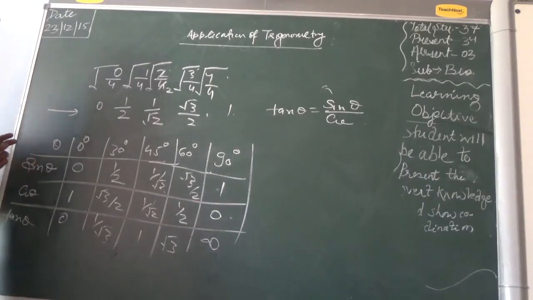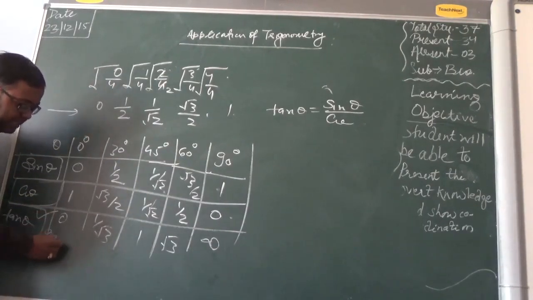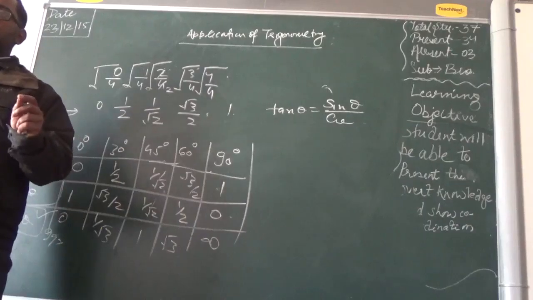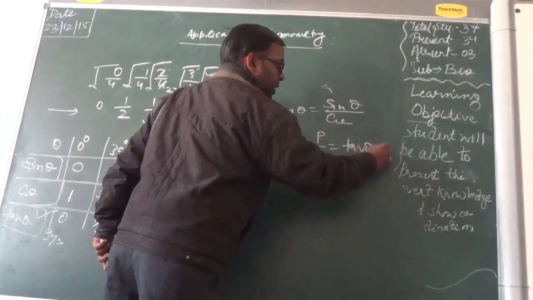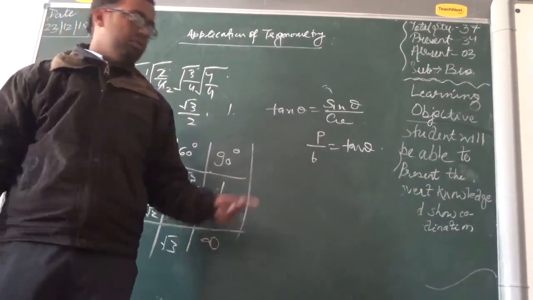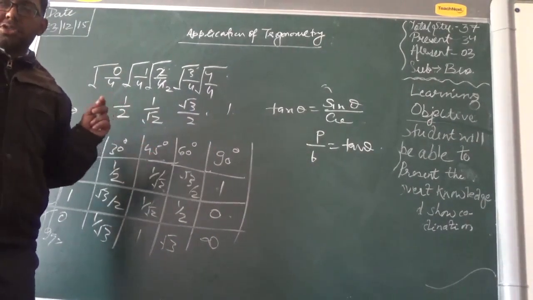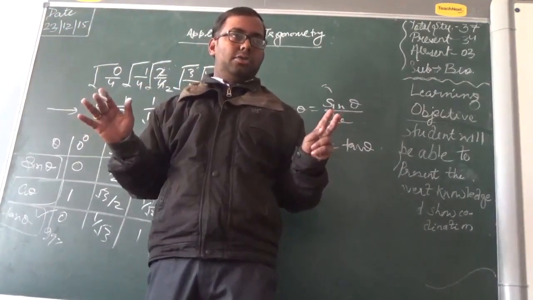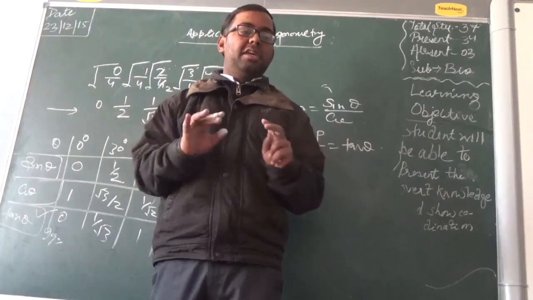In this chapter, we need sin theta, cos theta, and tan theta. Most commonly, 99% of the time, we use tan theta, because tan theta is the formula that directly relates base and perpendicular: perpendicular upon base is equal to tan theta. So most of the time we use this formula, then sin theta, then cos theta. This is the application of trigonometry. If you know the formulas of all trigonometric ratios and their values, then nothing else is needed. Everything is clear in this chapter.